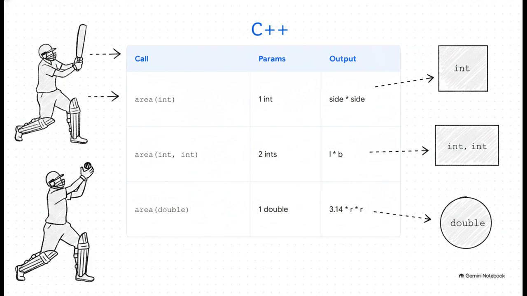If you give it one integer, it calculates the area of a square. Give it 2 integers, it figures out a rectangle. Give it a decimal value, like a double, and boom, it calculates the area of a circle. The compiler smartly figures out which version to call based purely on the parameter list you give it.